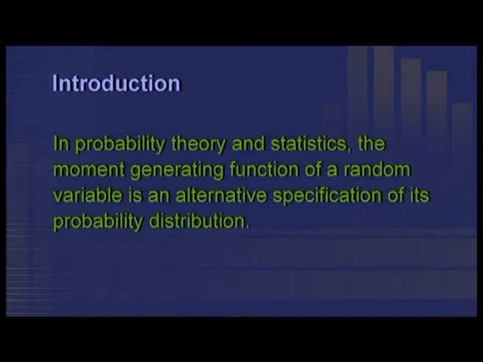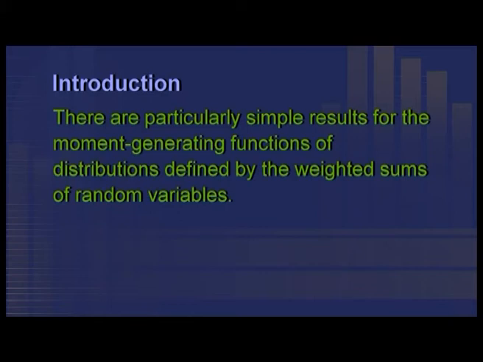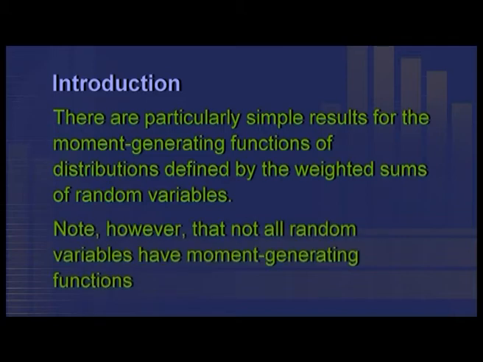Introduction. In probability theory and statistics, the moment generating function of a random variable is an alternative specification of its probability distribution. Thus, it provides the basis of an alternative route to analytical results compared with working directly with probability density functions or cumulative distribution functions. There are particularly simple results for the moment generating functions of distributions defined by the weighted sums of random variables. Note, however, that not all random variables have moment generating functions.